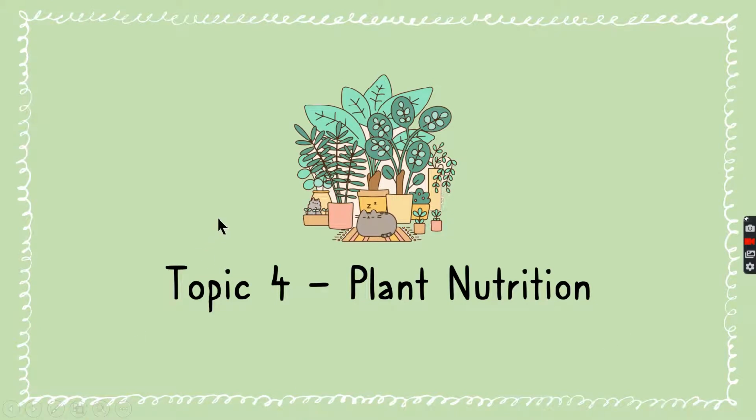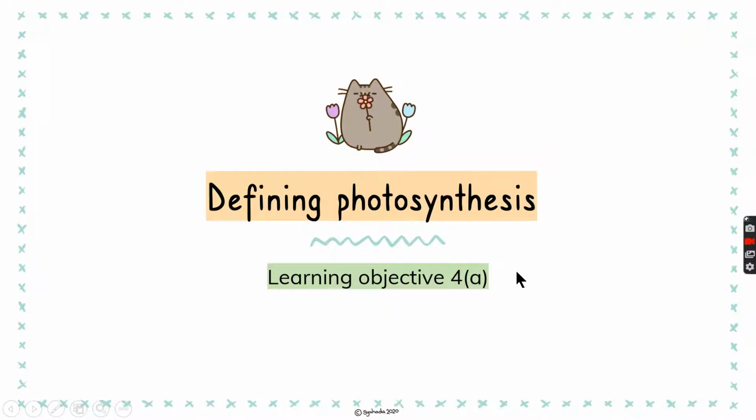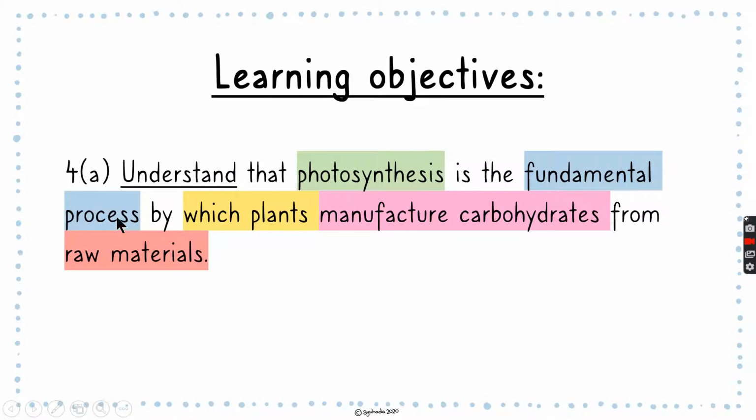Okay, now we're done with animal nutrition for good, and now we're going to move on to topic 4, plant nutrition instead. So I asked you guys to do some exercises and watch some videos on how to define photosynthesis, and that's related to this learning objective. You need to understand that photosynthesis is a fundamental process. Fundamental process means that it has to happen, otherwise the plants will die.